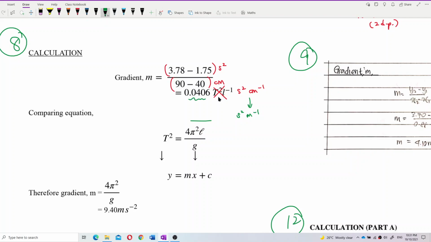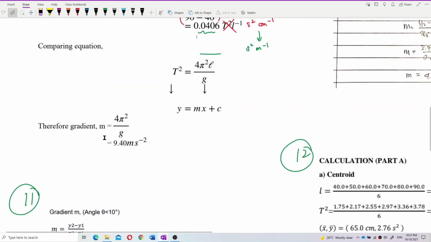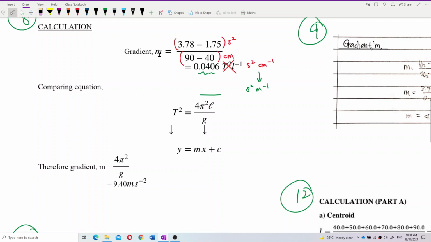This value also, suddenly out of nowhere you get this 9.4. For this, what is it? Gradient. And what is this value actually? You got the gradient already? How come the gradient becomes this G value? This is the G value, but then you need to substitute. You need to show how you substitute the value of the gradient. Then only you give your value of G and calculate it. Not suddenly the G just appears.